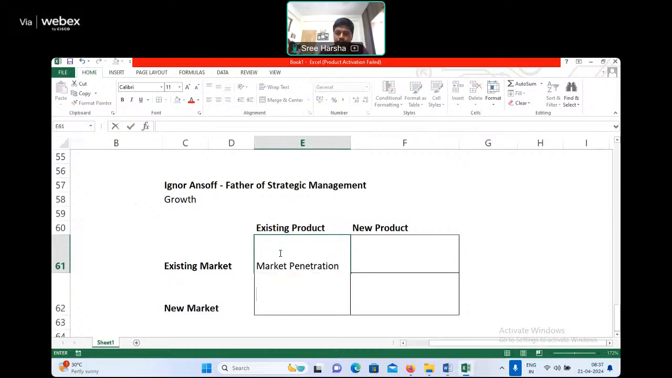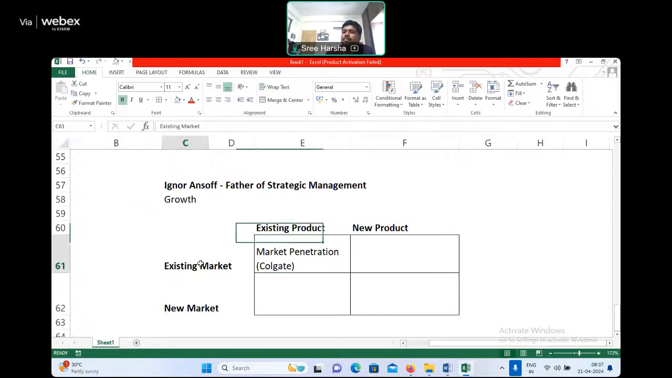For example, let me take Colgate here. Colgate is a toothpaste, which is an existing product, in an existing market. India is an existing market for Colgate. They are trying to sell more and more in the same market. That strategy is called market penetration. What Ansoff says is, if it is the same product which you are trying to sell in the same market, try to increase the number of times people use that product. Try to increase the quantity of usage of that particular product. Try to create new usage alternatives for that particular product.